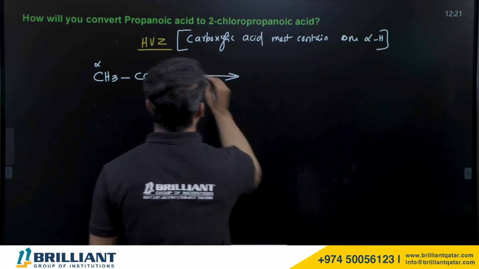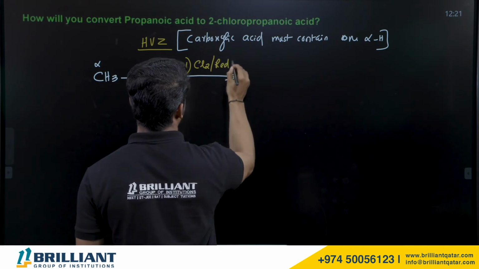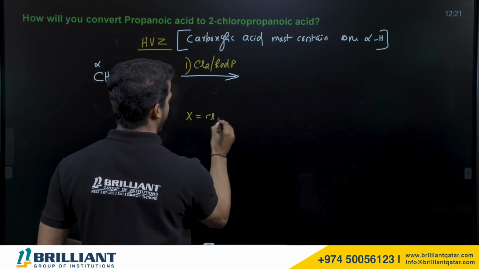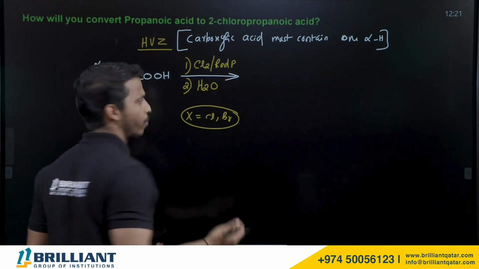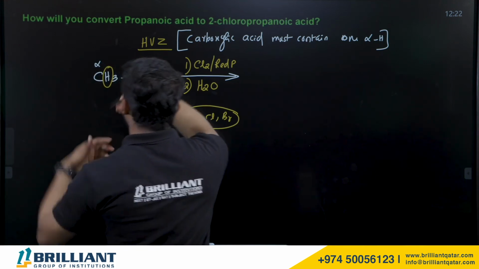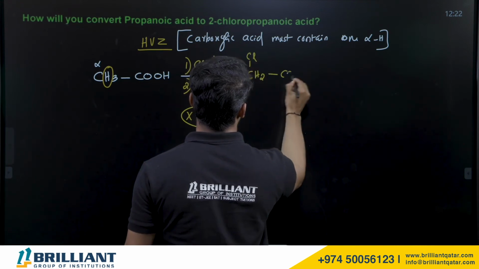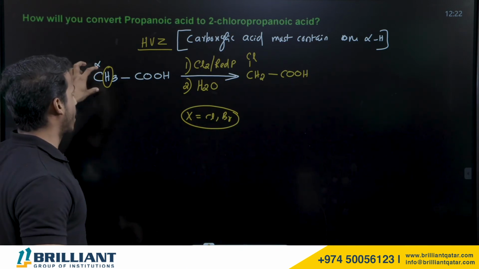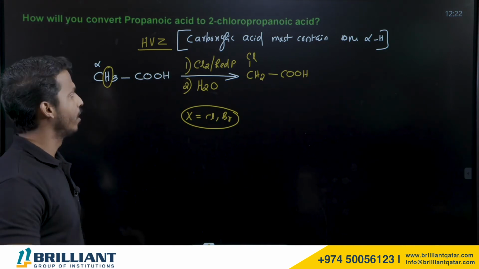What is the reaction? First, we add a halogen, chlorine, in the presence of red phosphorus catalyst. Any halogen we cannot add; the halogen can be either chlorine or bromine, any one of them. Second step, hydrolysis, add water. The process is very simple. From your carboxylic acid, remove one alpha hydrogen and add one halogen, so CH2ClCOOH. From your alpha carbon, remove one alpha hydrogen and add chlorine or bromine. That is the reaction.